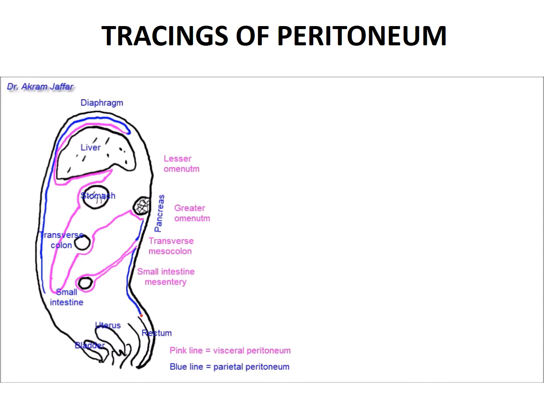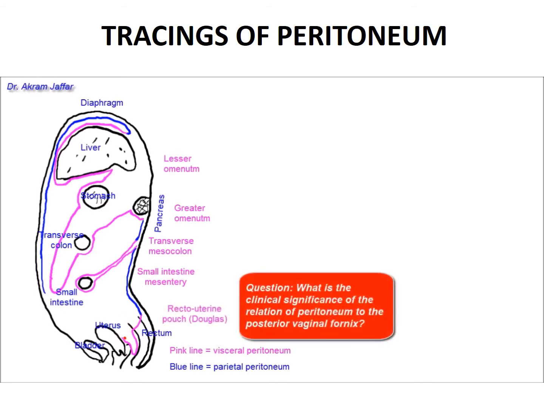As it reaches the rectum, it will be reflected in the front of the rectum. The rectum has no mesentery, and peritoneum will be reflected as a visceral peritoneum in the front of the rectum, then dips into a pouch that is reflected from the rectum onto the posterior vaginal fornix, and then onto the posterior wall of the uterus. This is the rectouterine pouch, or the pouch of Douglas.